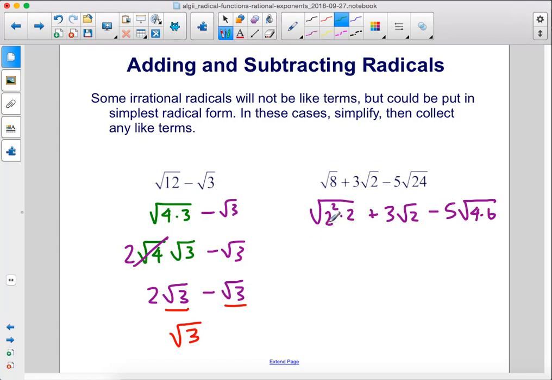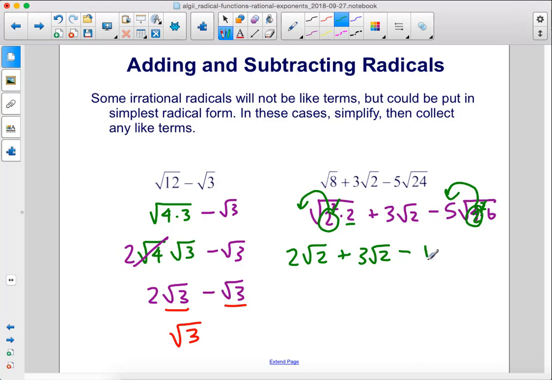So this 2 squared, we can cancel out that squared and move this 2 out front, giving us 2 times the square root of 2. We still have 1 2 left in there. Plus 3 times the square root of 2. Minus, alright, so 4 is really 2 squared, so we can take this 2 and move that out front.